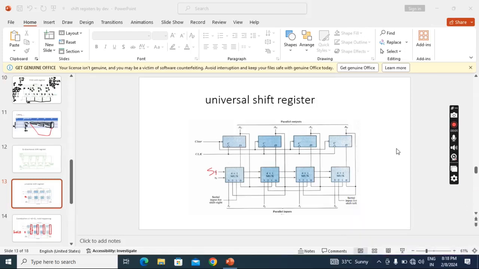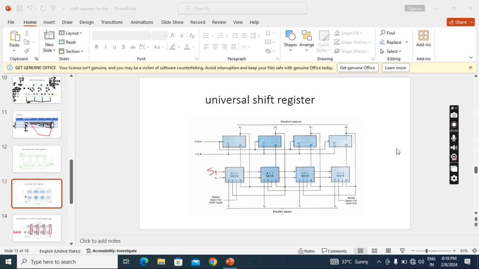In this lecture, we will discuss the universal shift register. Why is it called universal? Other registers do only a single job. This one does right shift, left shift, and parallel in, parallel out. Right shift and left shift come under serial in, serial out. So it does serial in, serial out and parallel in, parallel out, more work compared to other registers.